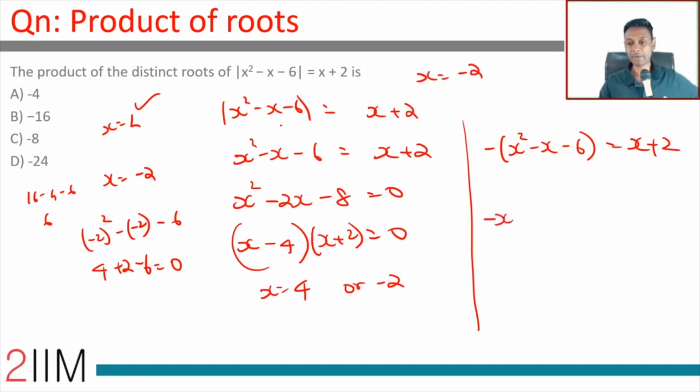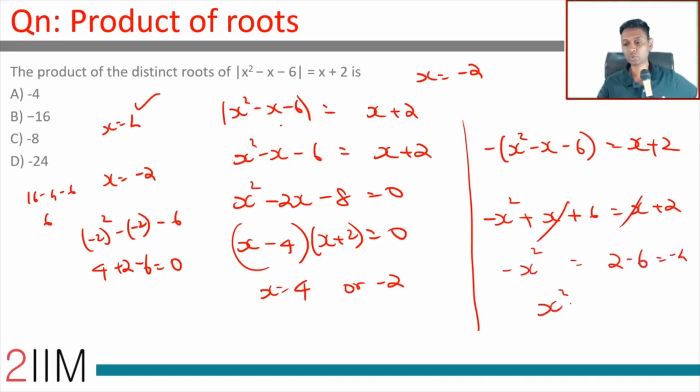This side, minus x square plus x plus 6 equals x plus 2. The x gets knocked off. Minus of x square is 2 minus 6 equals minus 4. X square is 4. X is plus or minus 2. Minus 2 works. We need to think whether plus 2 would work.